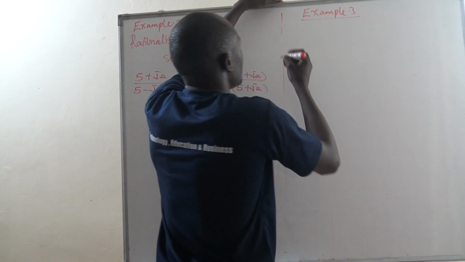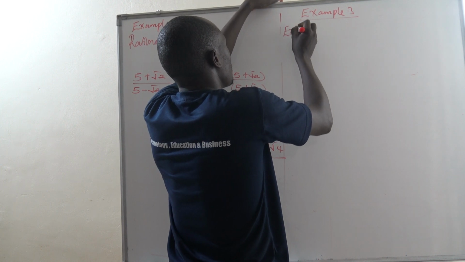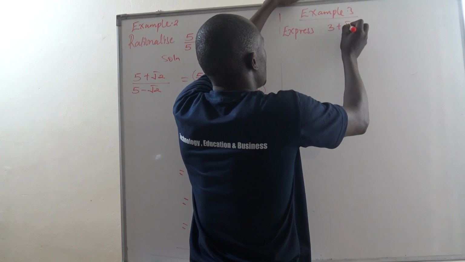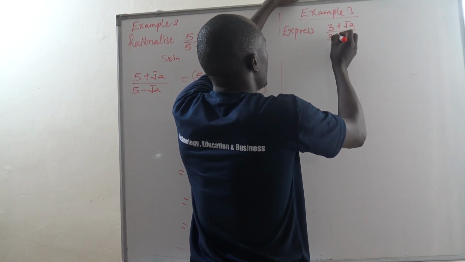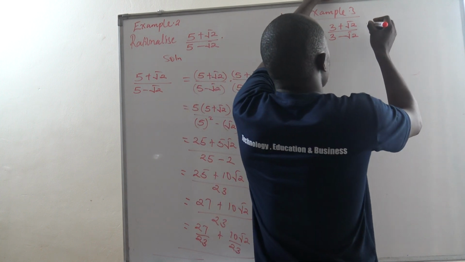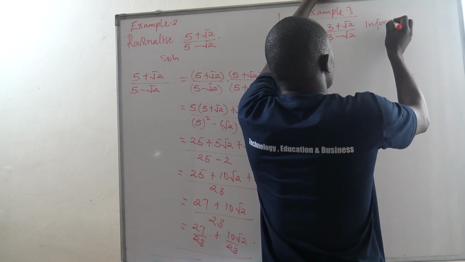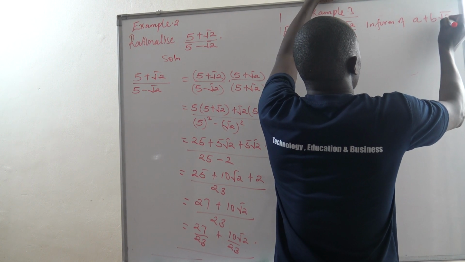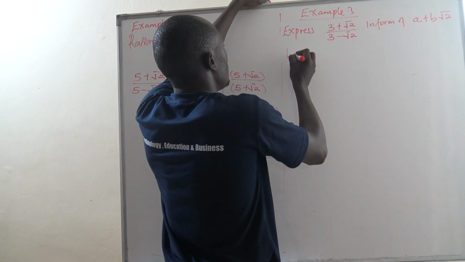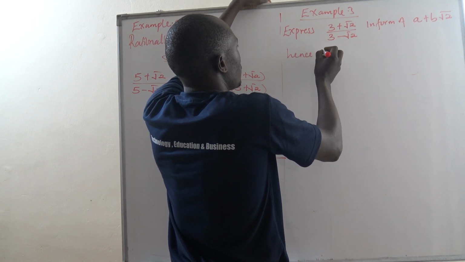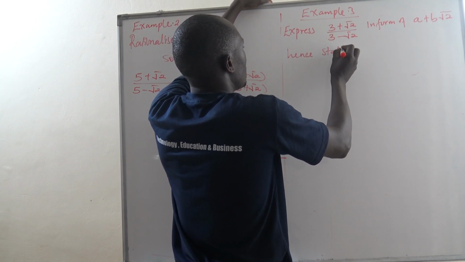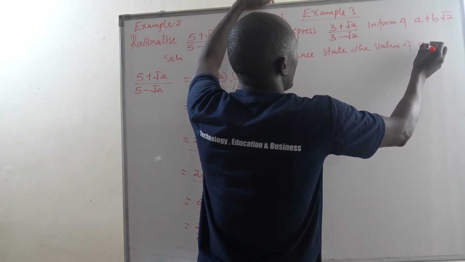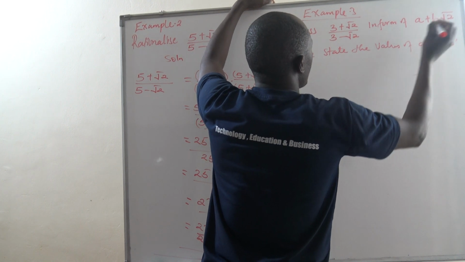Example 3, express 3 plus root 2 all over 3 minus root 2 in the form of a plus b root 2. Hence, state the values of A and B.